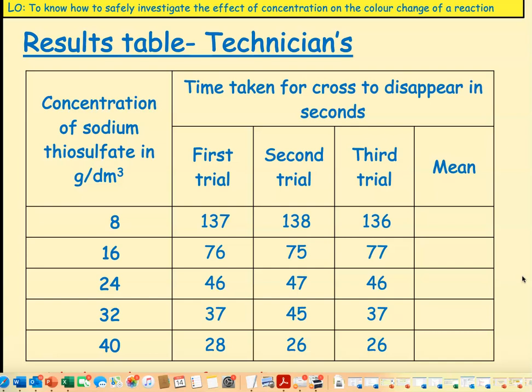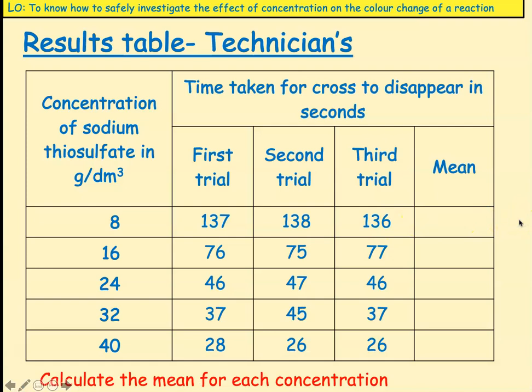Okay, so what we do when we're doing a mean is we will take all the different trials that we have done and add them all up together and divide by the number that we're going to include. So if there are any that you don't want to include because they're anomalous results, we won't include them and we would divide by 2 in that case. So the first one, 137, 138 and 136, very close to each other. So we're going to divide by 3 and the mean is 137.